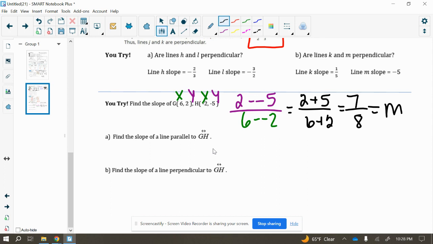So a parallel slope to that is going to be the exact same thing, 7/8. The perpendicular would have to flip the sign from positive to negative, and then flip our fraction to be 8/7.